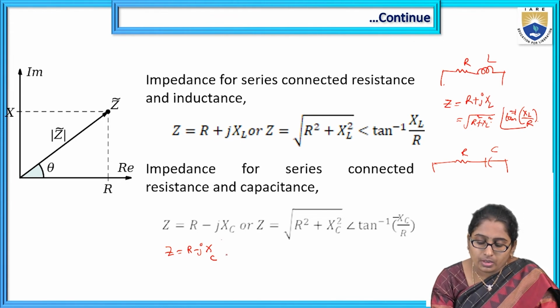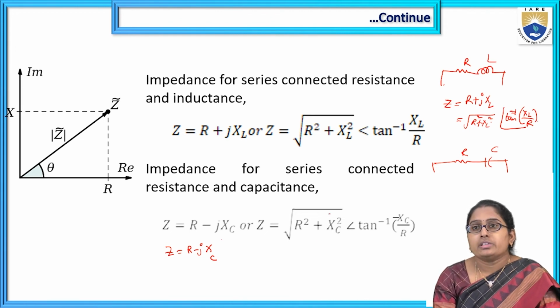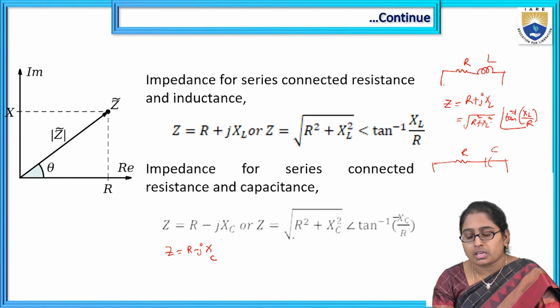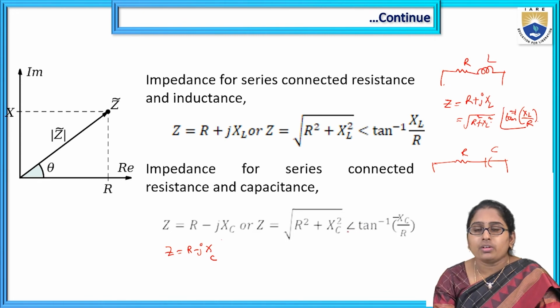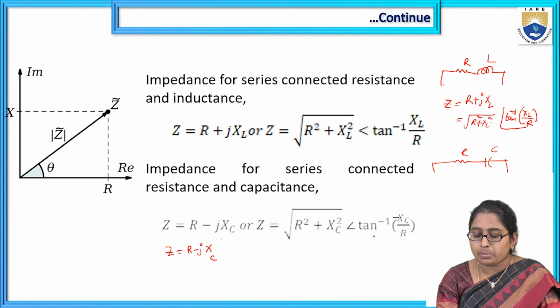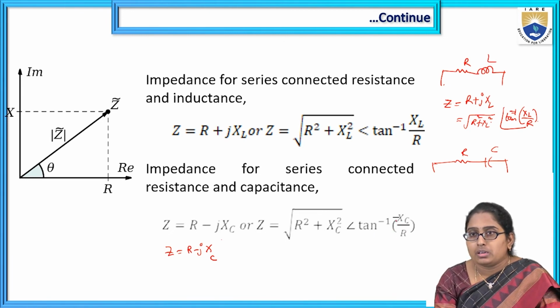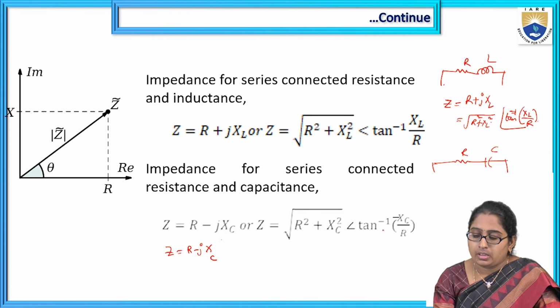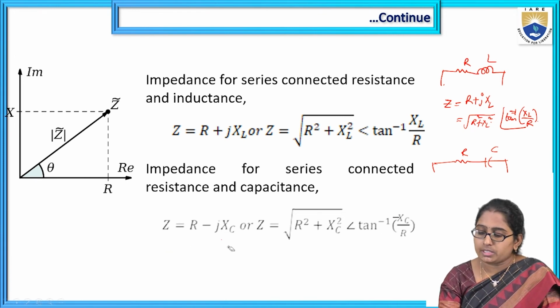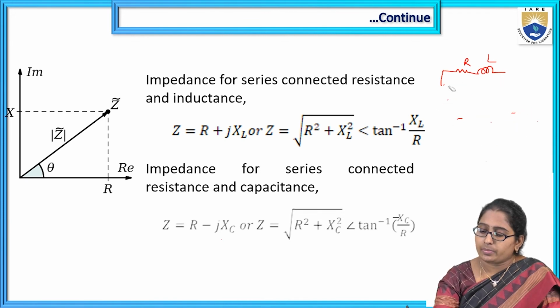Now writing the magnitude and angle for the RC circuit. The magnitude is the square root of the two terms, R square plus XC square, and the angle is tan inverse of the imaginary part by the real part. What is the imaginary part here? Minus XC, so minus XC by R. That means we get a negative angle for the RC circuit. So that is how impedance is for a series connected RL circuit and RC circuit.